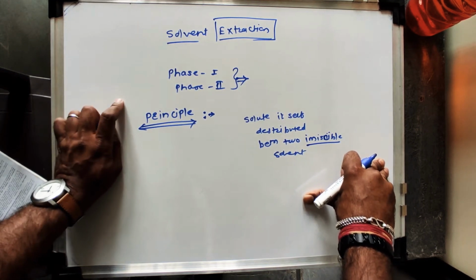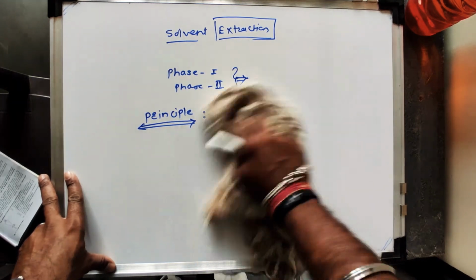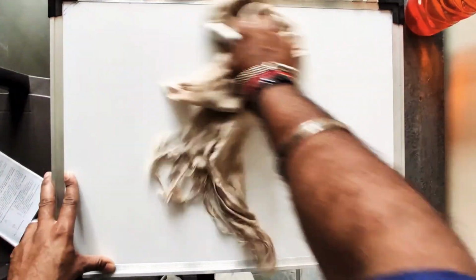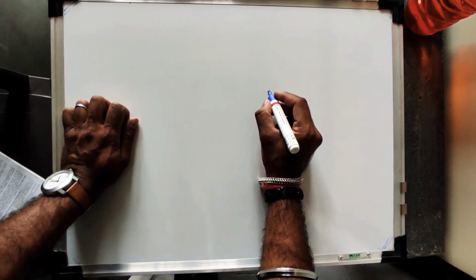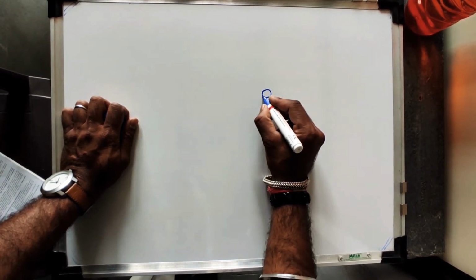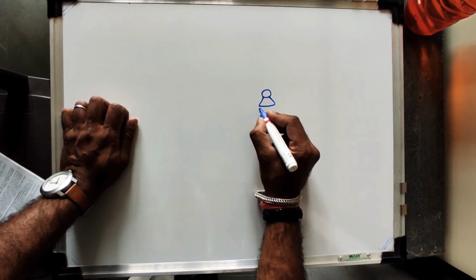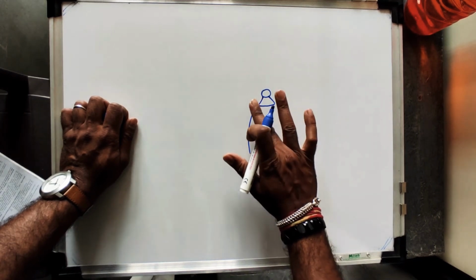These two immiscible solvents may be water or any organic solvent like benzene, carbon tetrachloride, etc. And solute itself is distributed between these two immiscible solvents during the extraction. This solvent extraction technique is done by using the apparatus which is called a separatory funnel. The typical diagram for the separatory funnel, I am drawing here in this way.